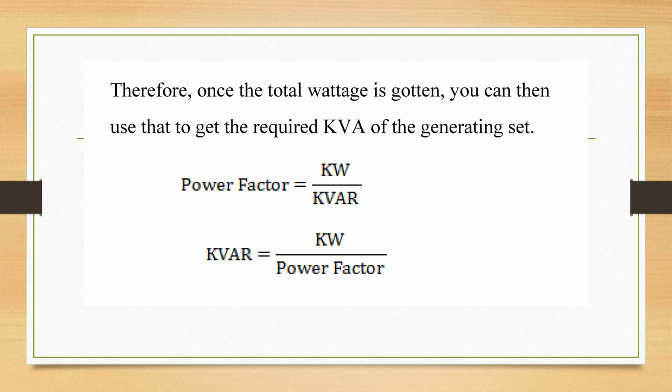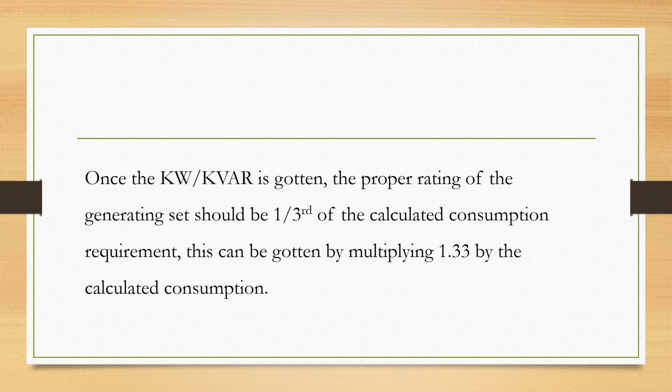Now, once you have gotten the total wattage, you can then use that value to get your KVA rating. So all those equipment that I've given to you, you use it to calculate, you sum them one after the other, and you get your kilowatt. Once you have gotten your kilowatt, you are going to divide it by the power factor. So your kilowatt that you calculated divided by the power factor. Usually, we normally use 0.8 as our power factor. That will give you your KVA.